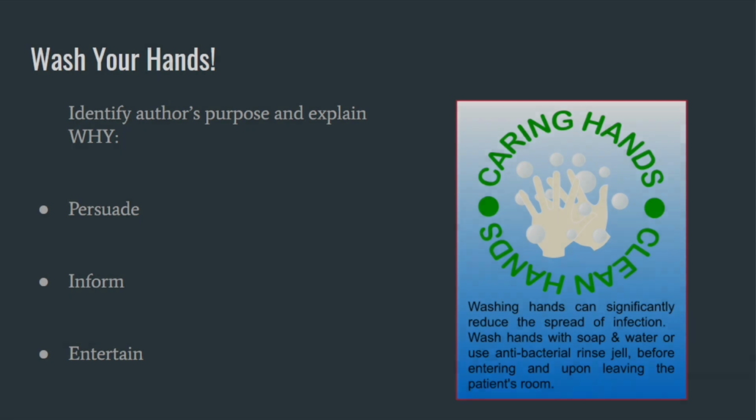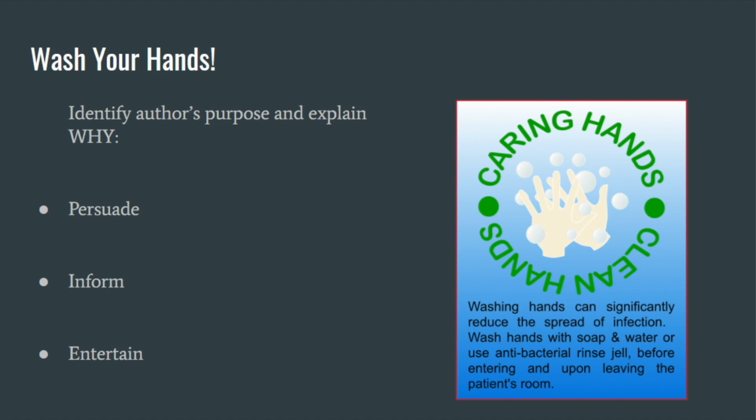Here we see a poster that asks us to clean our hands and care for our hands. Caring hands, cleaning hands, washing hands can significantly reduce the spread of infection, so you should wash your hands with soap and water or use antibacterial rinse gel before entering and upon leaving any room. Exactly. Let's think. Are we being told what to do, given information, or told a story? Yep, we're being told that we should wash our hands. So this will be persuasive, where the author is trying to persuade us, tell us what to do.